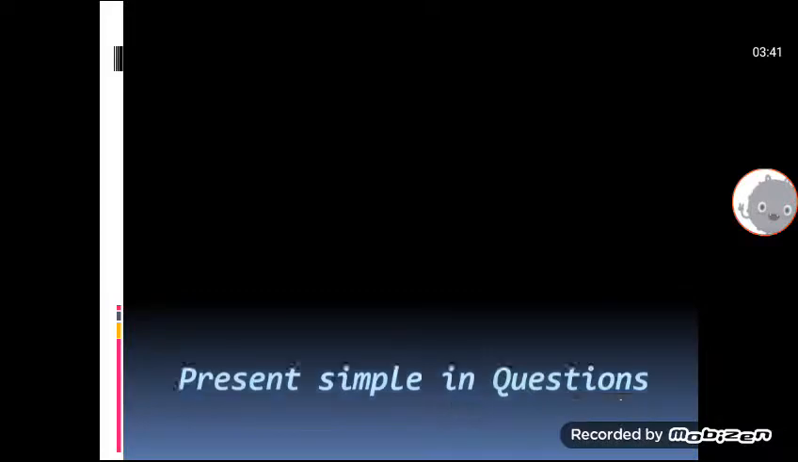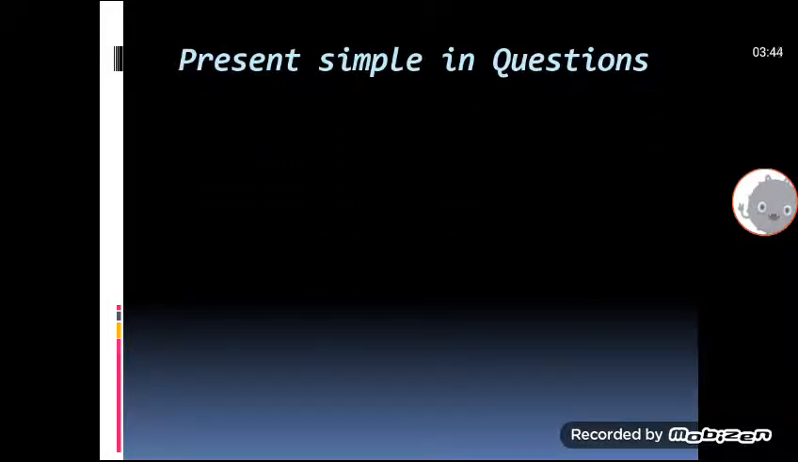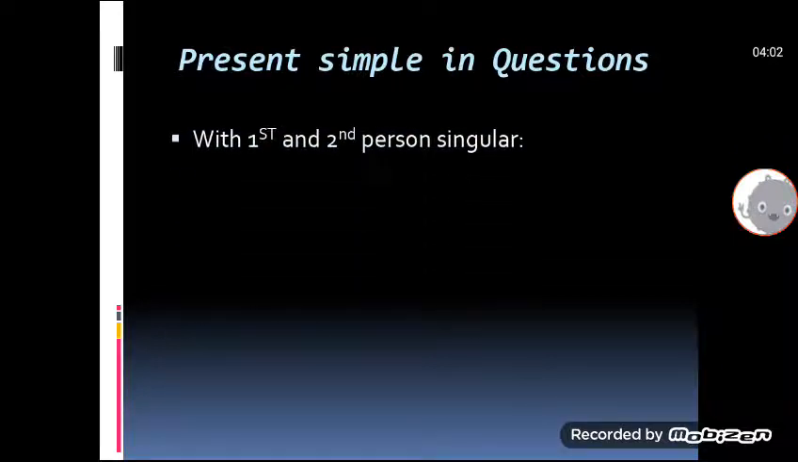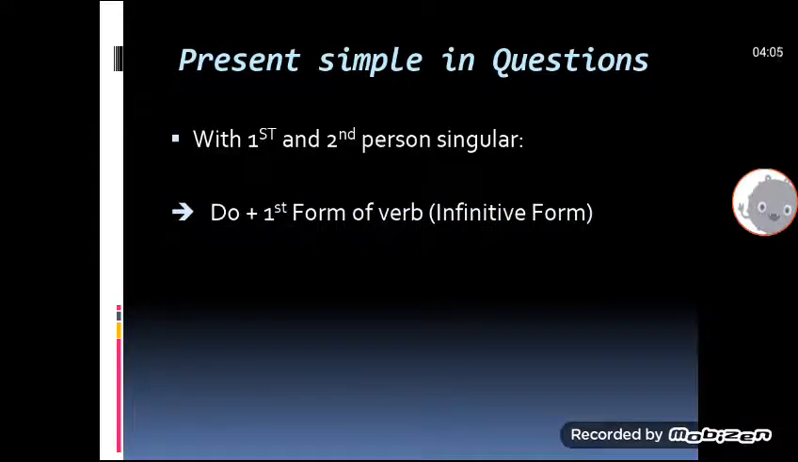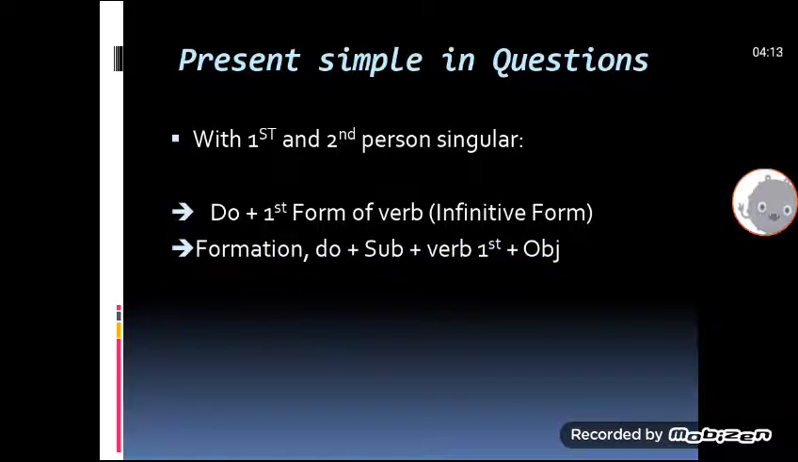Very important thing. Next, present simple in question. We studied present simple affirmative yesterday. Now today we are going to learn about present simple in questions, how it will be in question. I have told you that we have to use do or does to make a question of present simple. With first and second person singular, we always use do plus first form of verb, infinitive form. Clear? Then the formation will be do plus subject plus verb first plus object.